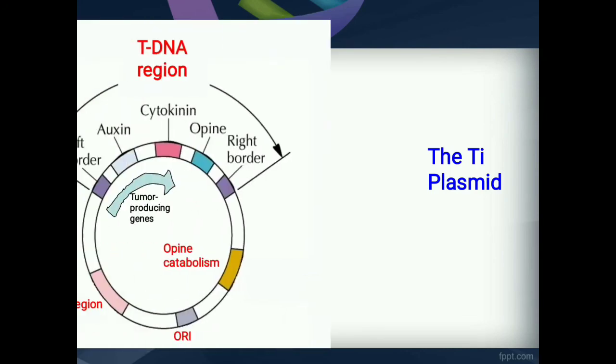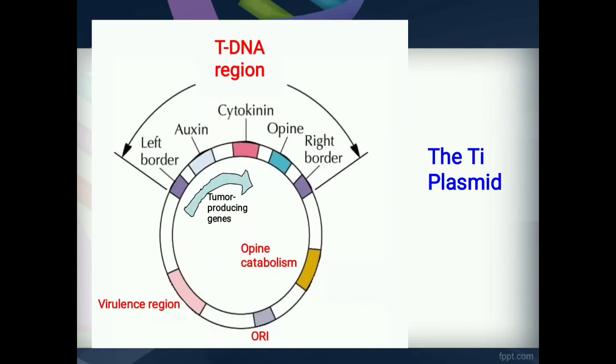So this is how the Ti plasmid looks. Now Ti plasmid is nothing but a tumor inducing plasmid, so it induces tumors. This is a large plasmid where the gall producing gene, known as the T-DNA, occurs. That is why we call it the T-DNA region in the Ti plasmid. This is where the gall producing gene occurs in this plasmid.